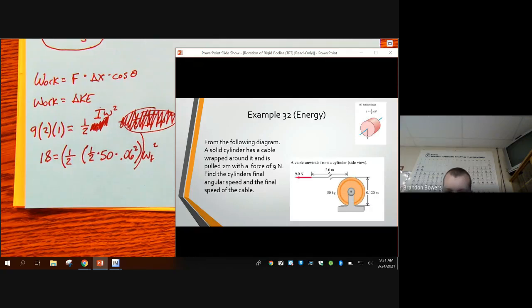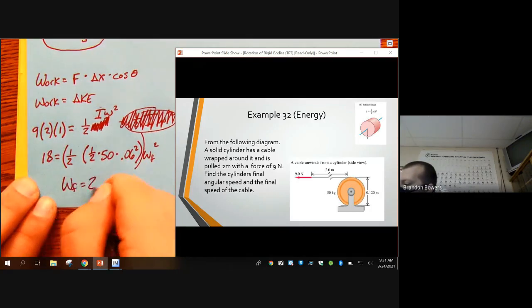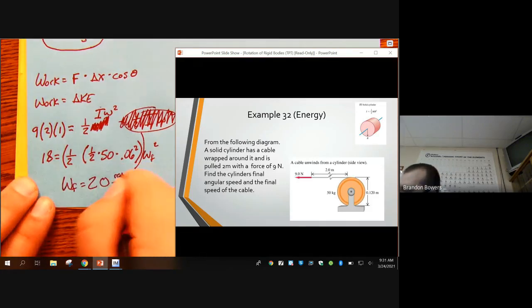This is gonna be really good. I got around 20. 20? Oh wait, I didn't. 20 exactly. That's what I got. Okay. So omega final is 20 radians per second.